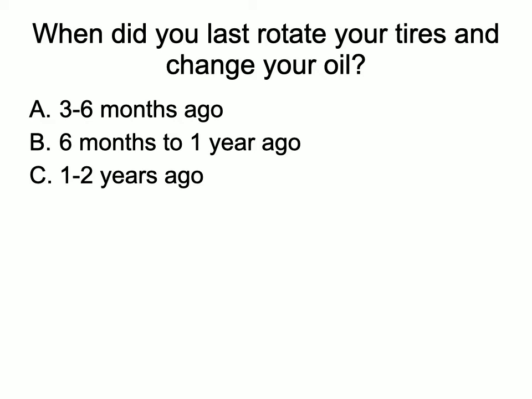If somebody had their tires changed and their oil changed last week, it doesn't fit into any of these categories. There's no category for less than 3 months. And similarly, for somebody who had neglected maintenance for a long time, there's nothing for over 2 years. There's also another problem for those endpoints, that if somebody had their oil changed and their tires rotated 6 months ago, they could answer either A or B. And if it was exactly a year ago, it could be either B or C.